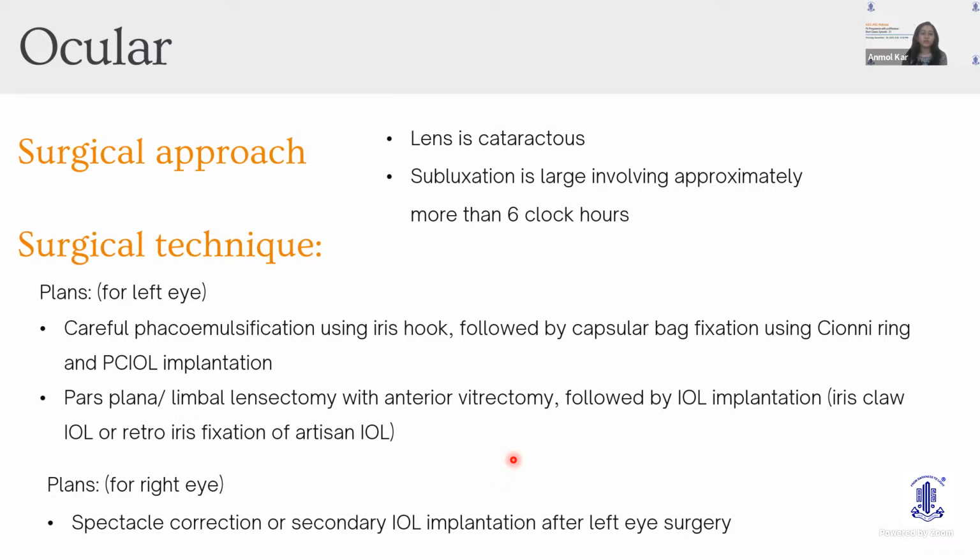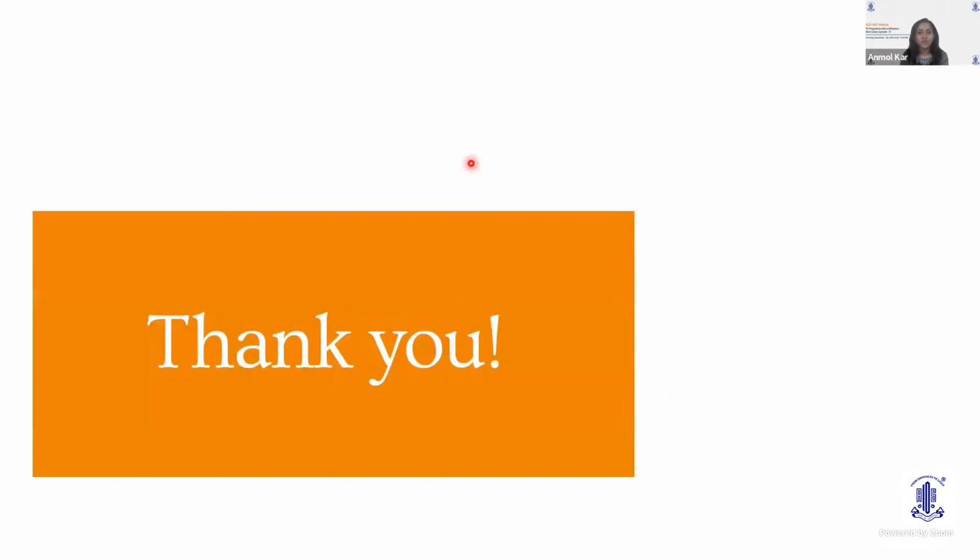But in case the bag cannot be salvaged, we will do lensectomy by pars plana or limbal approach with anterior vitrectomy, followed by IOL implantation, either iris claw lens or retro iris fixation of Artisan IOL. For the right eye, after the left eye surgery, we may plan for spectacle correction or secondary IOL. Thank you.